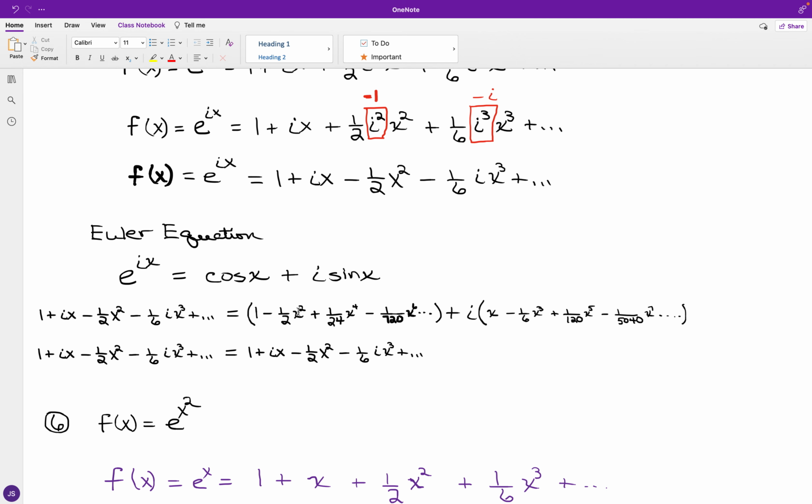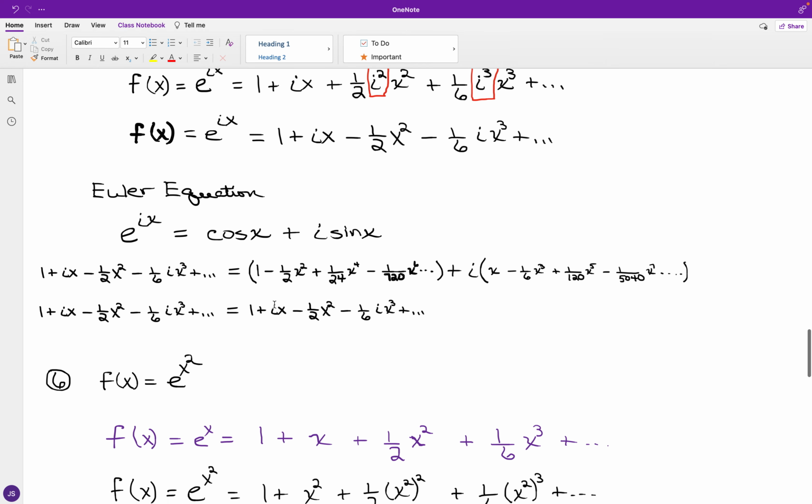And combining what we have with the cosine and sine of x Maclaurin series terms, notice you have 1 plus ix minus 1/2 of x squared minus 1/6 of ix cubed, and so on. And so we have verification by the Maclaurin series that e to the ix is equal to the cosine of x plus i times the sine of x.